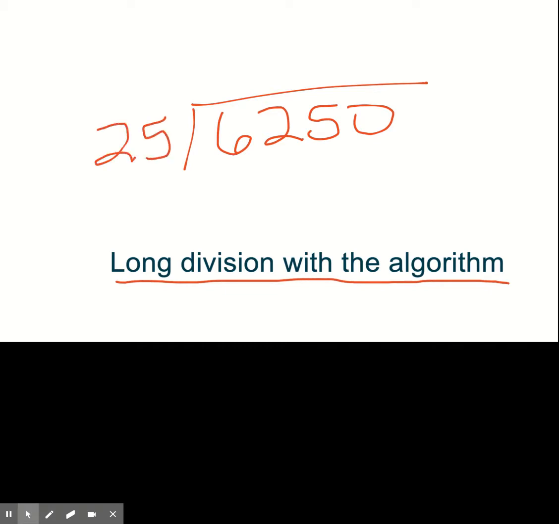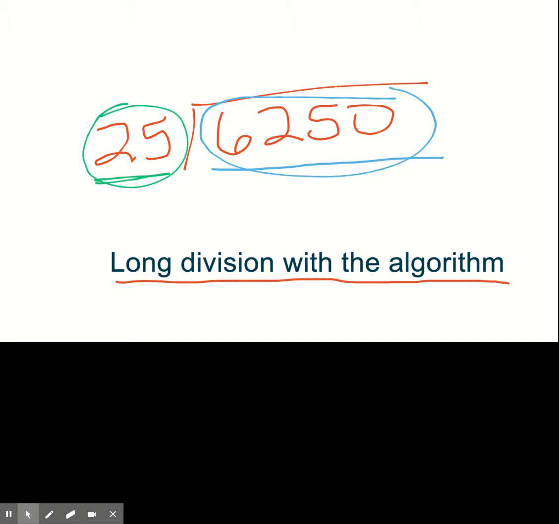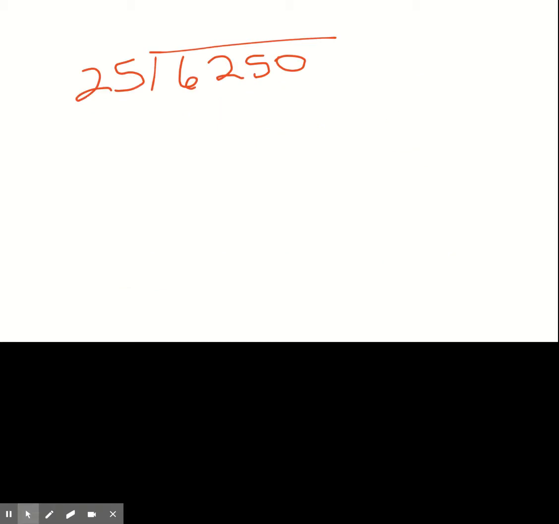This is the example we're going to be working with, and notice the number we're dividing is 6,250, and we're dividing it into equal groups of 25. So if you wanted to give this real life context, you could say you have 6,250 pencils. You're making boxes of 25 pencils to sell, and you want to know how many boxes you could make.